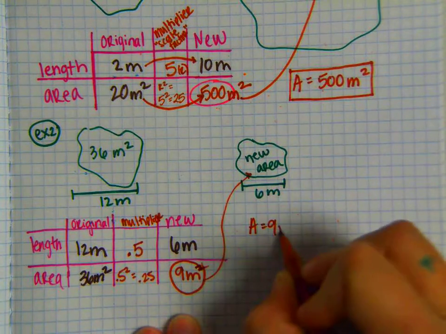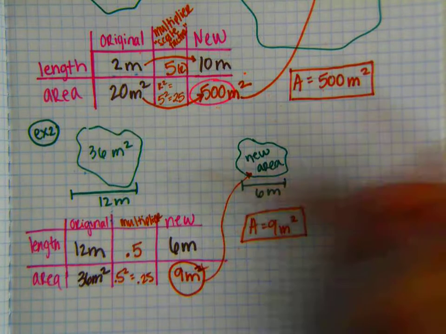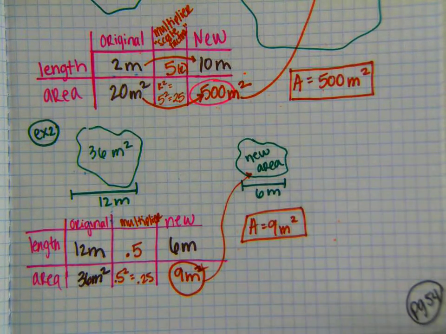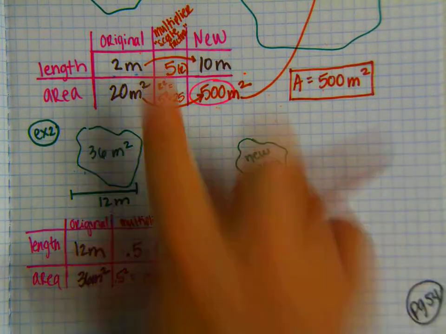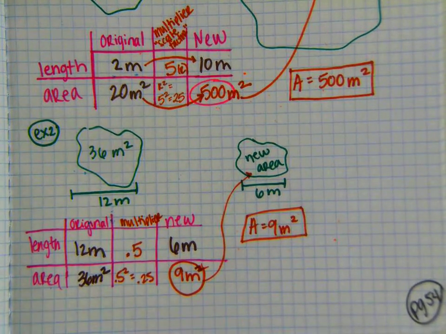9 meters squared. Now this one is a little bit different, right? It went from big to small. That's fine, okay? Big to small is fine. Small to big is fine. Either one, it doesn't matter. Building this table is what's going to help you figure these out.